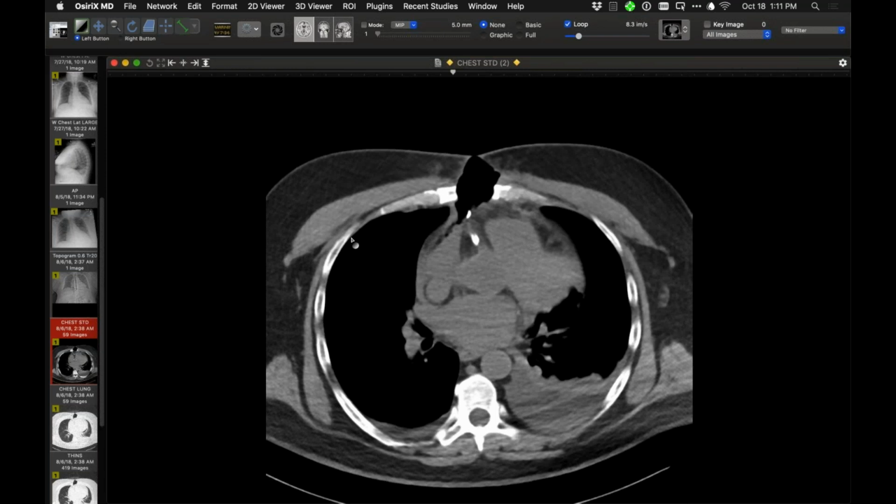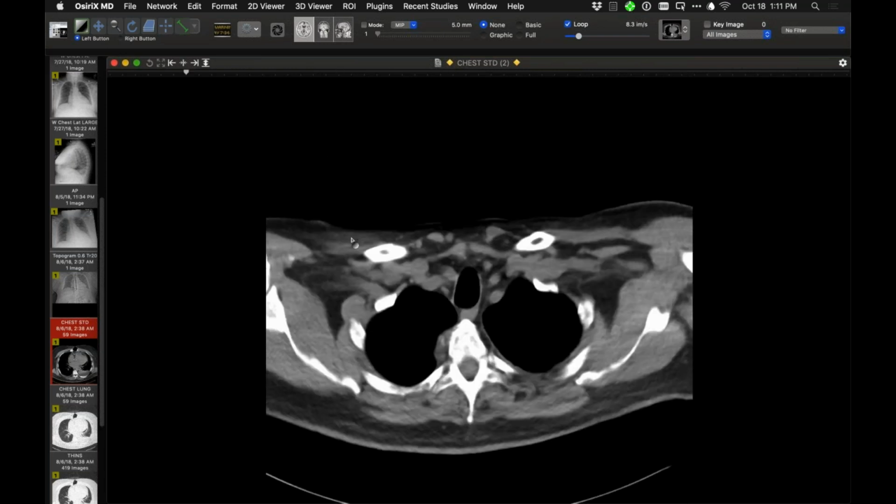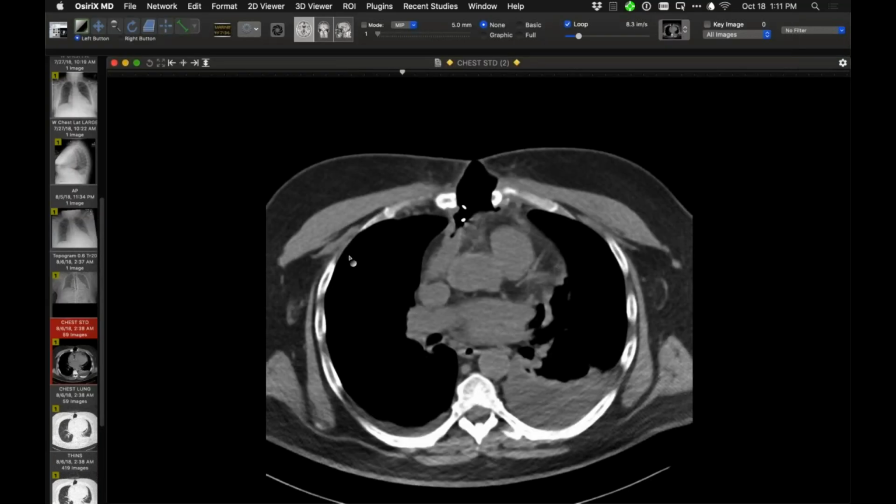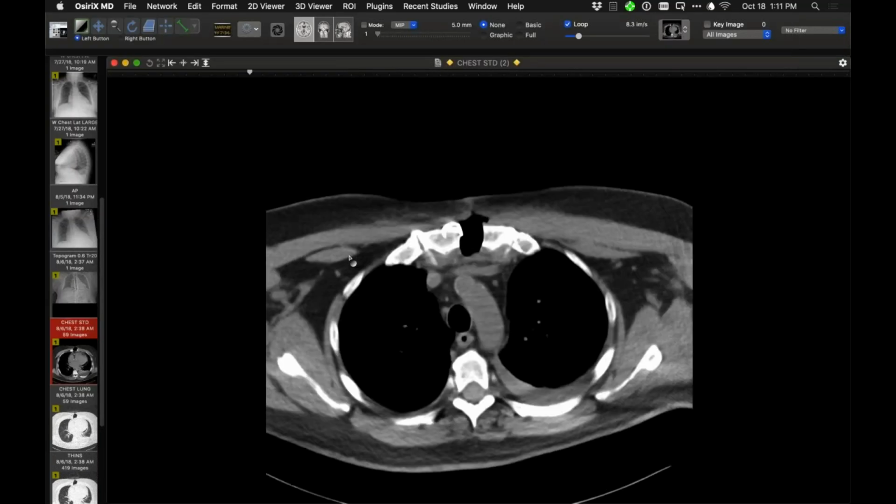So Trevor, am I right? Did you show a case very similar to this one? Yeah, I've shown not that much air. That's impressive, but yeah, I've shown dehiscence cases.